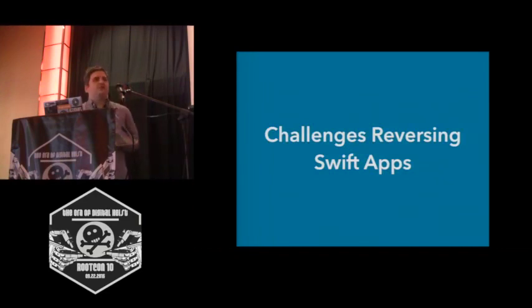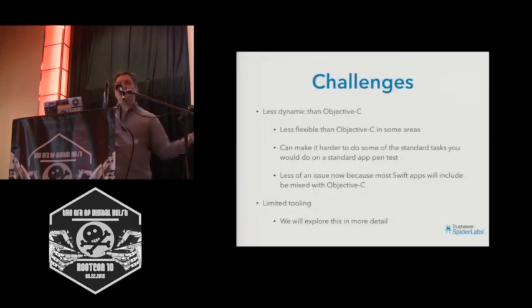Alright, so what are the challenges reversing Swift apps, and why is it a bit different from Objective-C? As I mentioned, it's less dynamic than Objective-C, so that makes it less flexible in some areas, and it can make it harder to do some of the standard tasks that you would do on a typical app pen test. It's less of an issue at the moment because Swift apps will include a lot of Objective-C, right? Even if apps are written in pure Swift in terms of what the developer's written, all of Apple's frameworks are currently written in Objective-C. So there is an element of bridging there anyway if you're writing, say, an iOS app or an OS X app that uses Apple's frameworks.